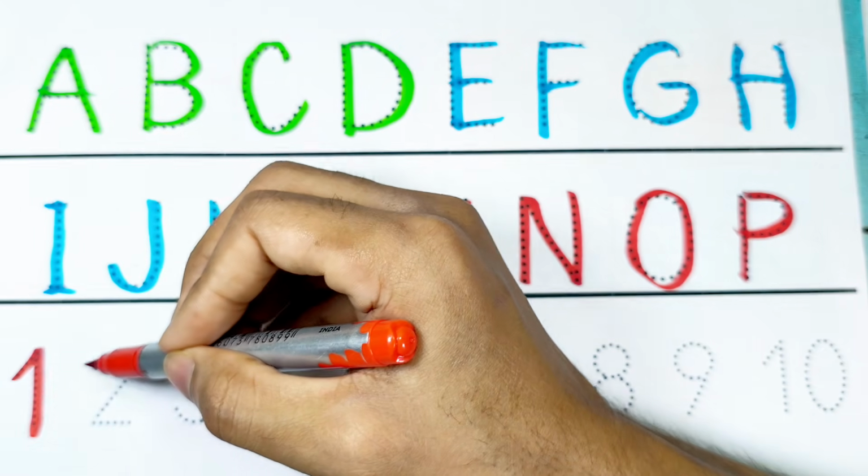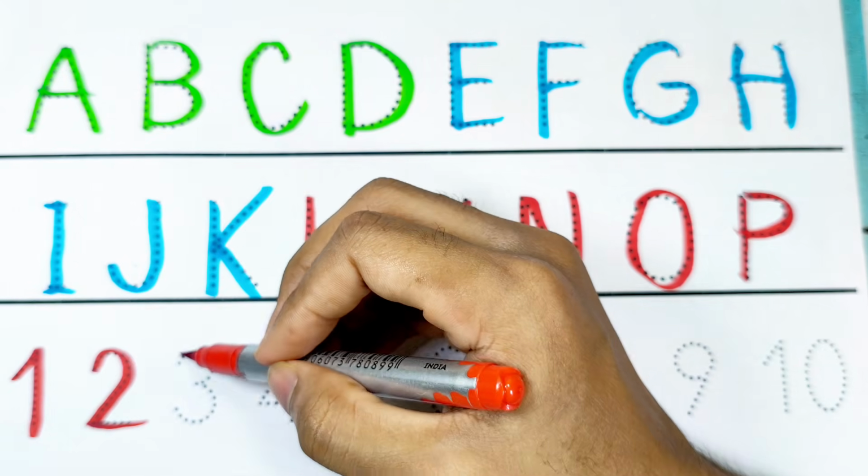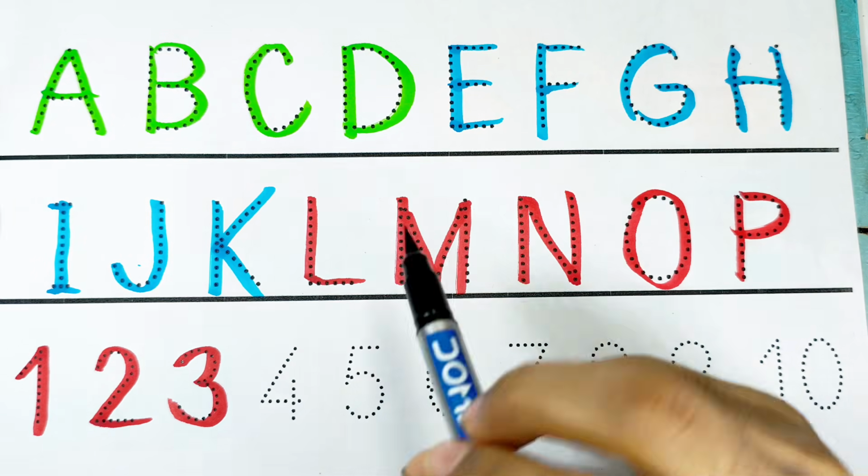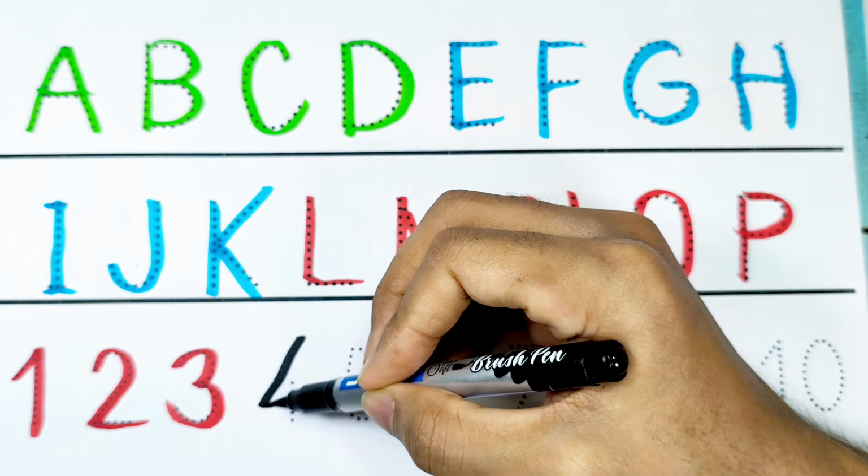First we're writing the number 1, O-N-E, 1. The next one is 2, 3. The next one is 4. Now we're using the color black. Writing the number 4.